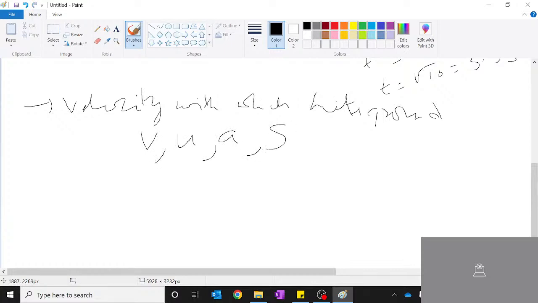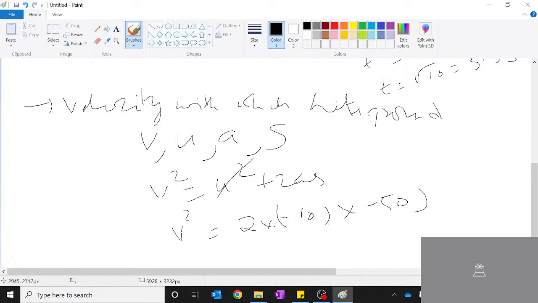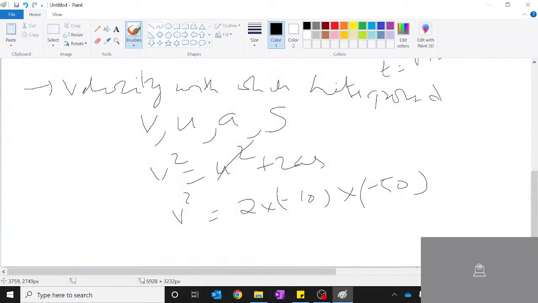What is the one equation that ties all of this? It is v square is equal to u square plus 2as. Here your u is 0. So v square is 2 into minus 10, because g is minus 10, into minus 50. Why minus 50? Because your s is going down. We have taken it as a convention that whichever goes down, you take the direction as negative.